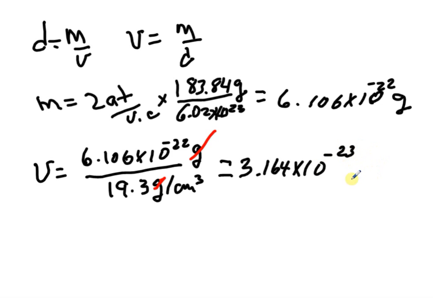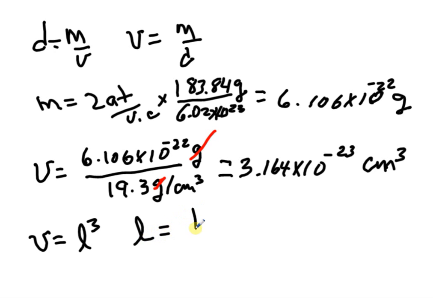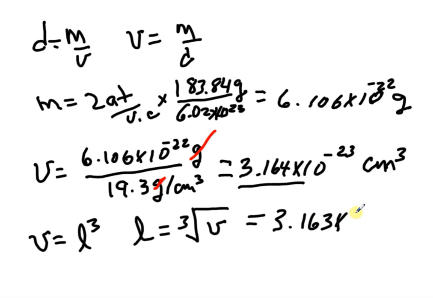I'm looking at my calculator, and of course this is going to be volume, so it's going to be cubic centimeters. So if I now remember that in a cube the volume is equal to the cube of the side length, then the length is going to be the cubic root of the volume, right? If I get the cubic root of this number, I get something like 3.163 10 to the negative 8 centimeters. That would be the length.